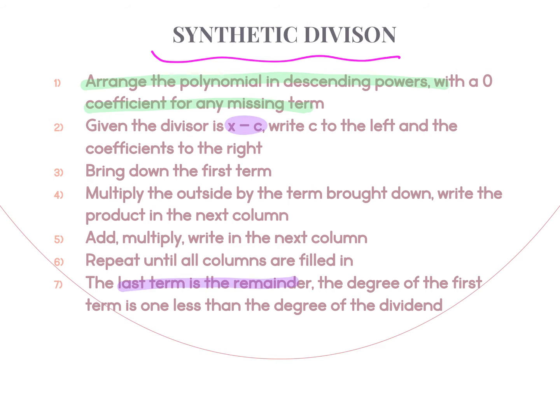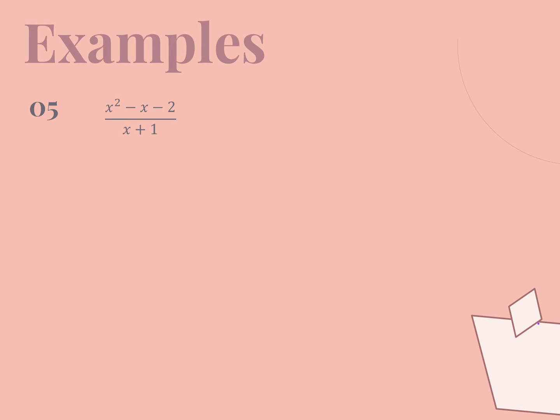The last term is the remainder, and then the degree of the first term is 1 less than the degree of the dividend. So you can either go left to right on that or right to left using the last one as the remainder. So same first step, it has to be in decreasing degree order.